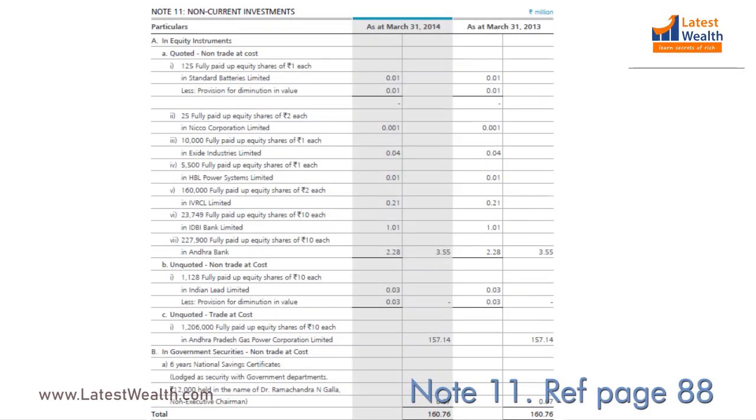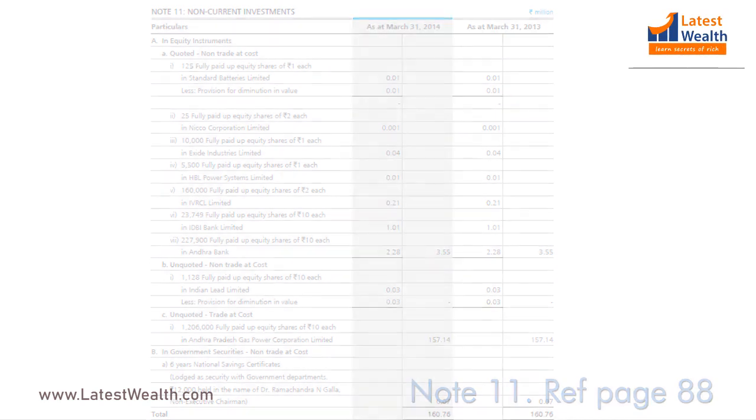Note 11 is very, very big. So what you can do is take the book and start reading and observing it. Please refer to page number 88. Note 11 on page number 88 will give you the full idea. Like this, for every annual report there will be notes. Notes are also very, very important. Balance sheet is important. Profit and loss account is important. And cash flow statement is also important.